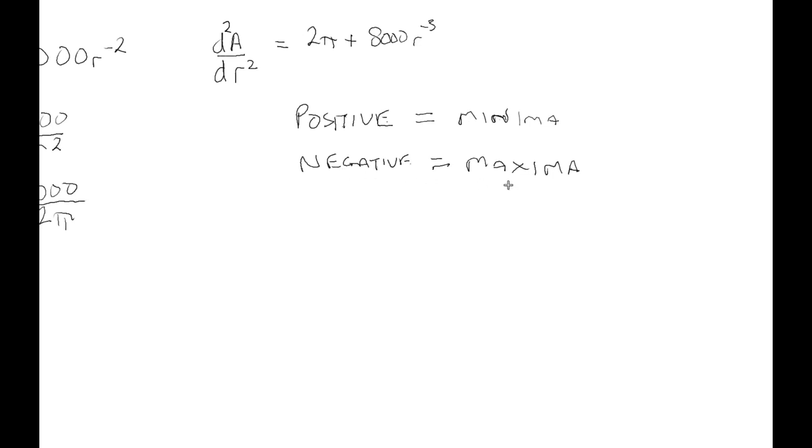And the good thing about this, what makes it easy, is you don't really have to reach for your calculator, because as soon as I look at this, I know my answer is going to be a positive, because this is a plus and this is a plus, so it's going to give me a positive number. If this had been a negative and this had been a negative, then I'd get a negative answer, so then I know it'll be a maxima.